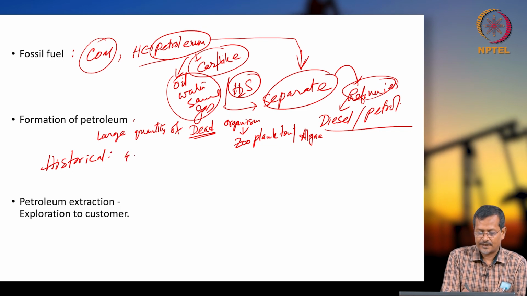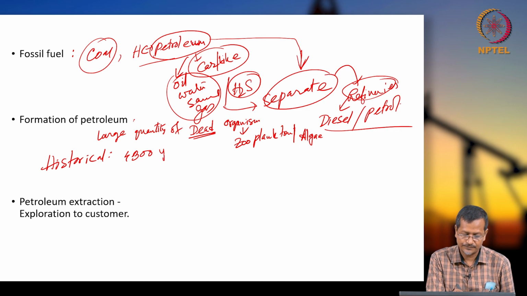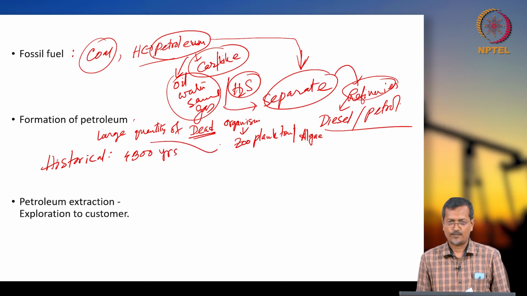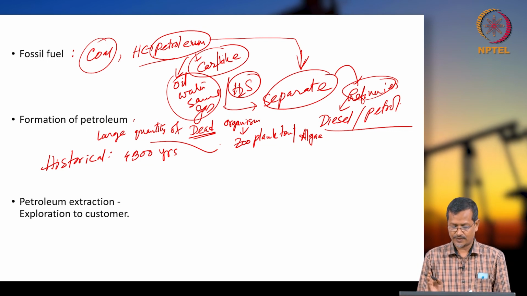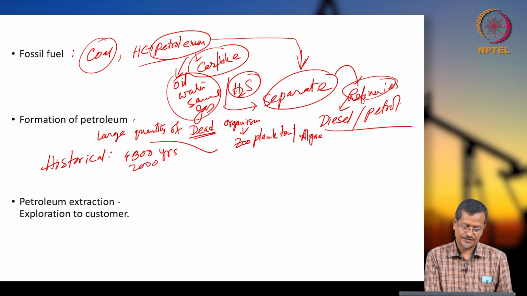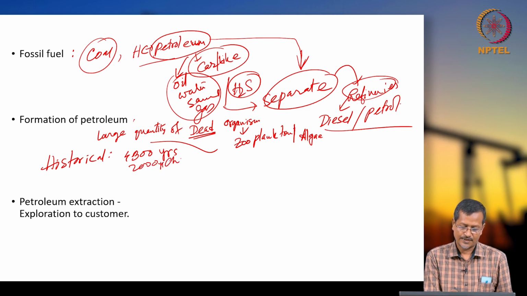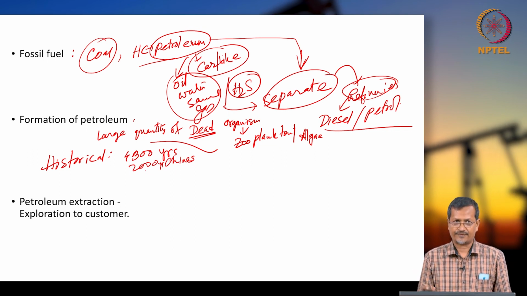Historical prospect: around 4300 years ago, some reports say the Sumerians used petroleum. 2000 years ago, the Chinese used it. In some Arabian texts also, petroleum is referred to.